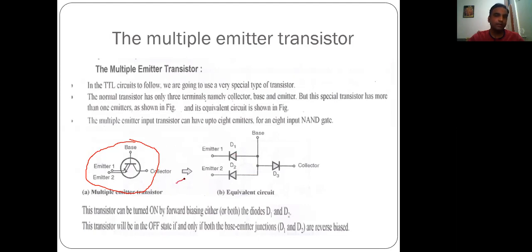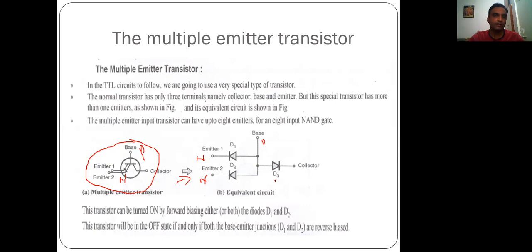As you can see over here, I can draw its equivalent circuit like this. The base-emitter junction is there, so this behaves as one diode, base-emitter junction 1, and base-emitter junction 2 behaves as another diode, because this will be your base, that is P. Right now it is an NPN transistor, so there will be N in the emitter, and there will be two emitters. So this will be N, this will be N, but the base is P. So we can represent that emitter-base junction as a PN junction diode like this.